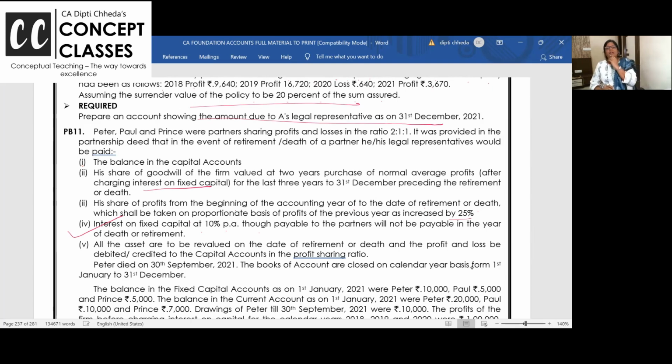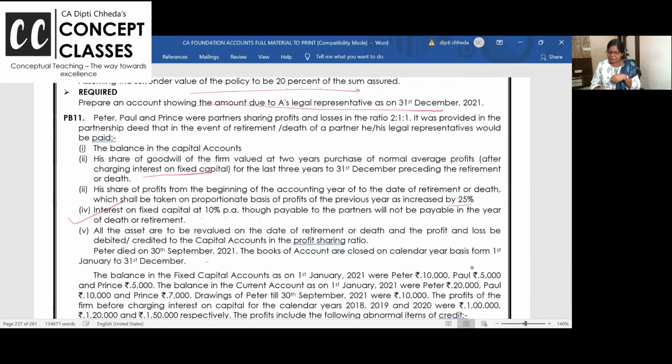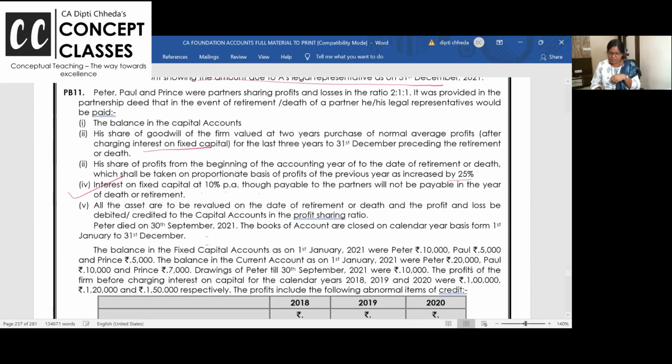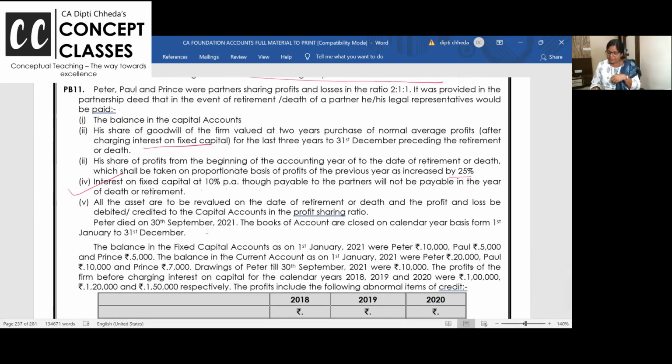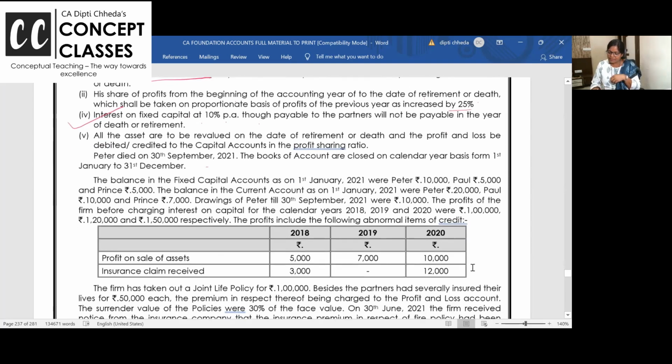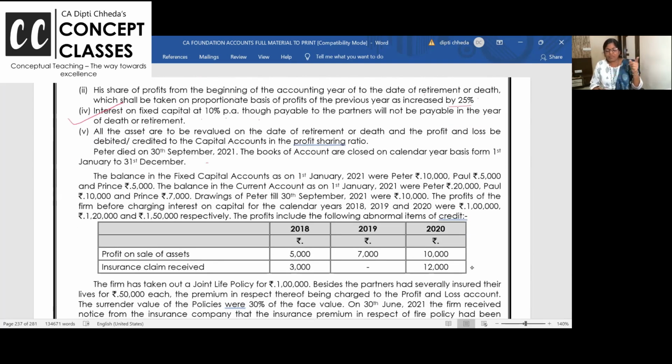Now this is new. In the last problem we gave interest on capital to A till death. This time they are saying don't pay, so don't pay. All assets and liabilities are to be revalued and profit and loss to be taken. Peter died in September and the books are closed in December. The fixed capital in January 21 was given. Balance in current account was given. Drawings are given. And profit before charging interest on capital is given.